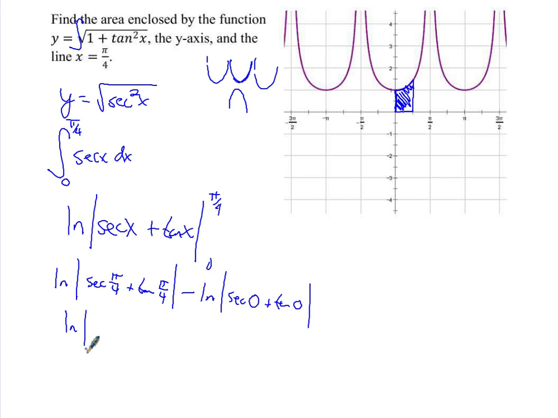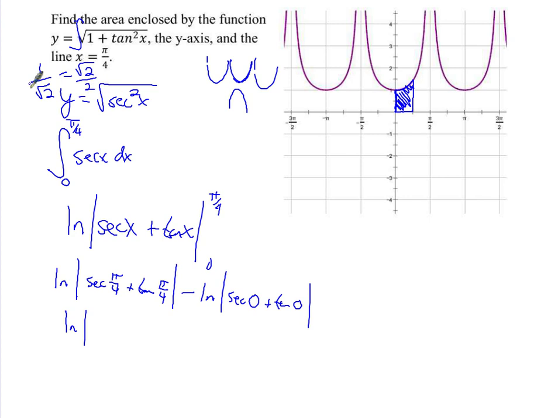What is secant? Which trig function are we talking about here? Okay, 1 over cosine. So at pi over 4, we need cosine. But it's 1 over. So you get 1 over the square root of 2, really. That's why we wind up with the square root of 2 over 2, because we rationalize the denominator.